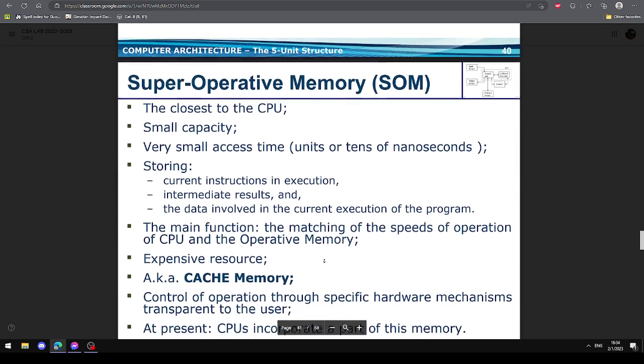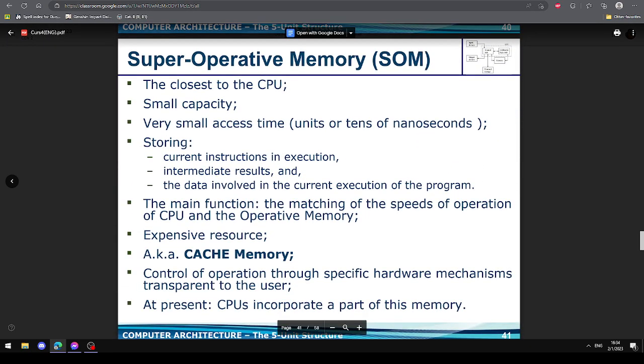Super operative memory. The closest to the CPU, it has small capacity, very small access time, storing current instructions in execution, intermediate results, and the data involved in the current execution of the program. The main function: the matching of the speeds of operation of CPU and the operative memory. Expensive resource, aka cache memory. Control of operation is by specific hardware mechanisms, transparent to the user. At present, CPUs incorporate a part of this memory.